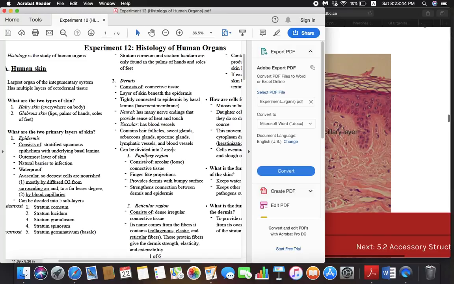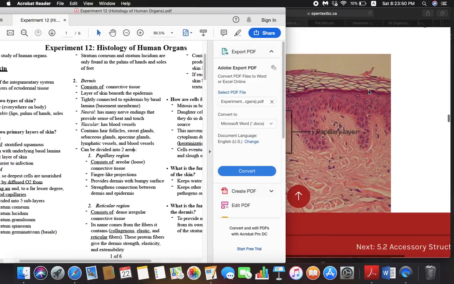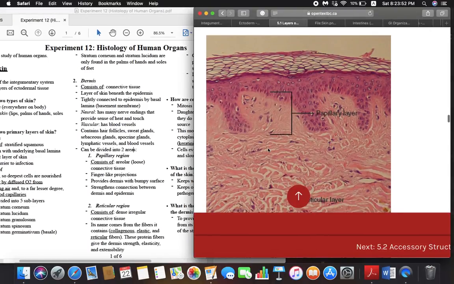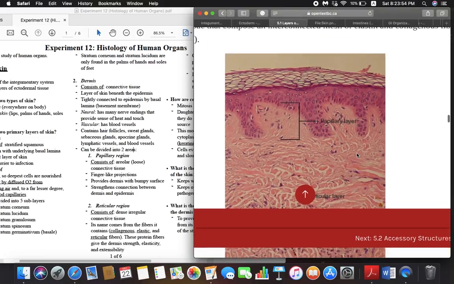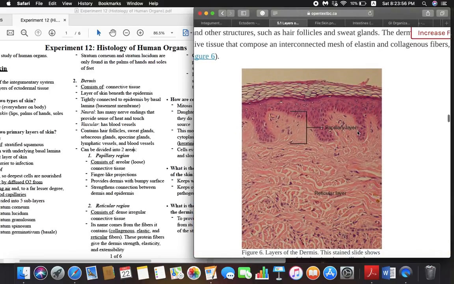The dermis can be divided into 2 areas, the papillary region and the reticular region. Now, the papillary region consists of the finger-like projections that are found in the dermis. These finger-like projections are known as the papillary layer. And this part here, under the finger-like projections, is the reticular layer.